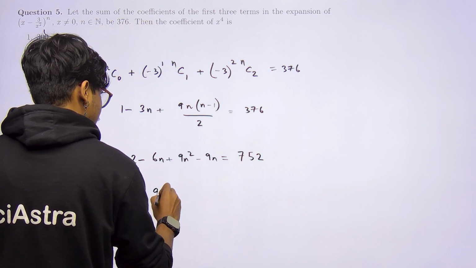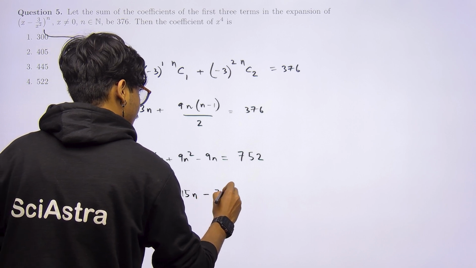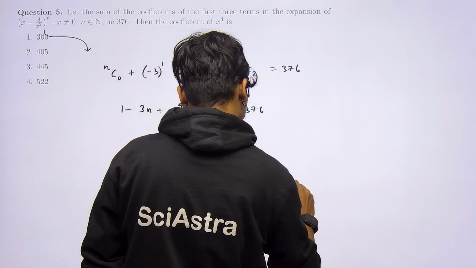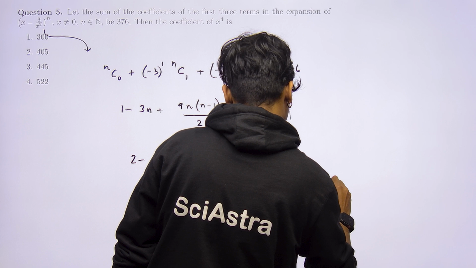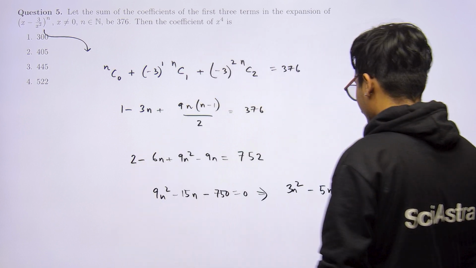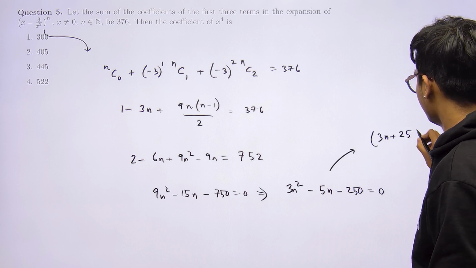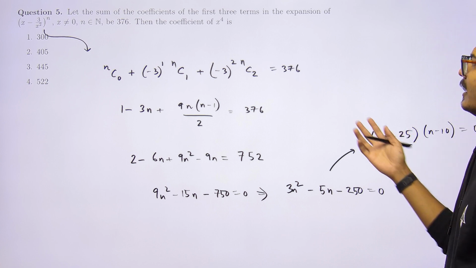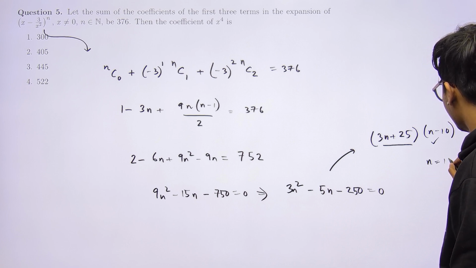In other words, 9n squared minus 15n minus 750 is equal to 0, which on cancelling out a factor of 3 will give you 3n squared minus 5n minus 250 equal to 0. Now this quadratic simplifies as (3n plus 25) times (n minus 10). So for this to be 0, we obviously know that n can't be minus 25 by 3, so n has to be 10. So we get the value of n from here.